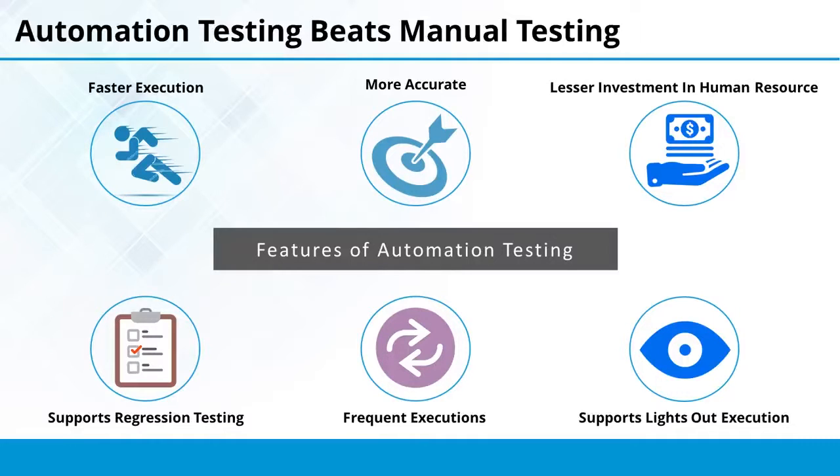Lesser investment in human resource. Now, if we talk about manual testing and our different companies, I've been in corporate as well. So if you talk about your manual testing team, the strength would be minimum 4 people, 4 resources, and maximum can be anything depending on the project size. Now, even if I've got a minimum of 4 resources, I'll have to bring them from some other project or maybe hire them. So I'll be investing money in those resources.